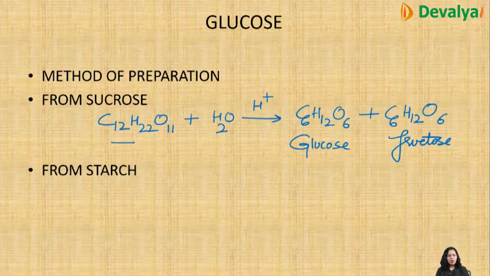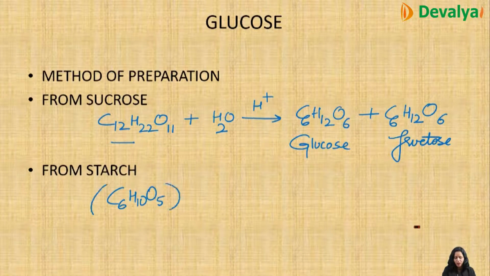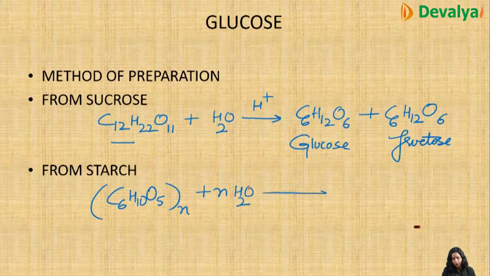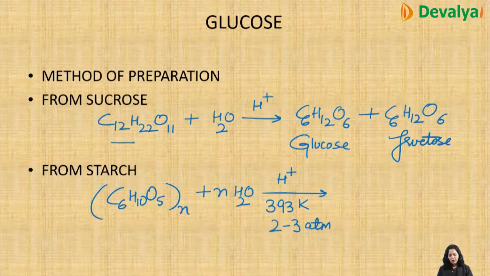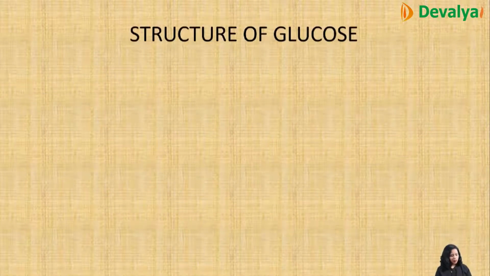Another method of preparation is from starch. In this case, (C6H10O5)n, that is the starch unit, we put n water in the presence of H positive, at 393 Kelvin temperature and 2 to 3 atmosphere pressure. Then this starch unit is hydrolyzed, and this gives n moles of glucose, that is C6H12O6. Next, what is the structure of glucose?